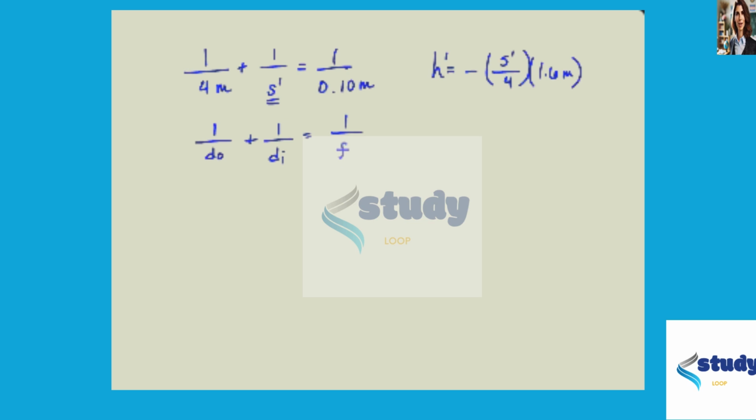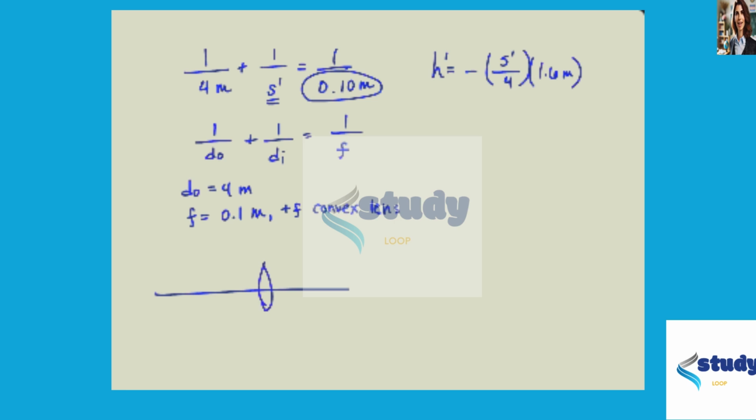And so our distance of the object is 4 meters. The fact that we have a positive value here means that our focal length is 0.1 meters. Again, because it's positive, this tells us this is a concave lens. I'm sorry, convex lens. So right now what we're looking at is a convex lens with a focal length of 0.1 meters and a distance of the object 4 meters away.